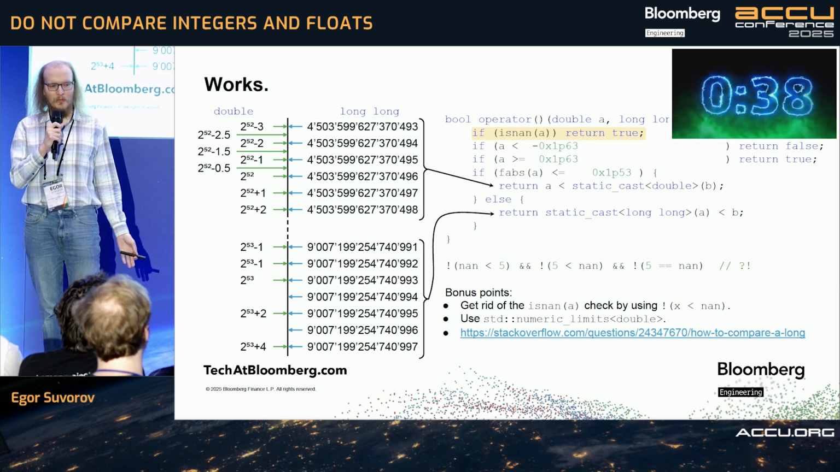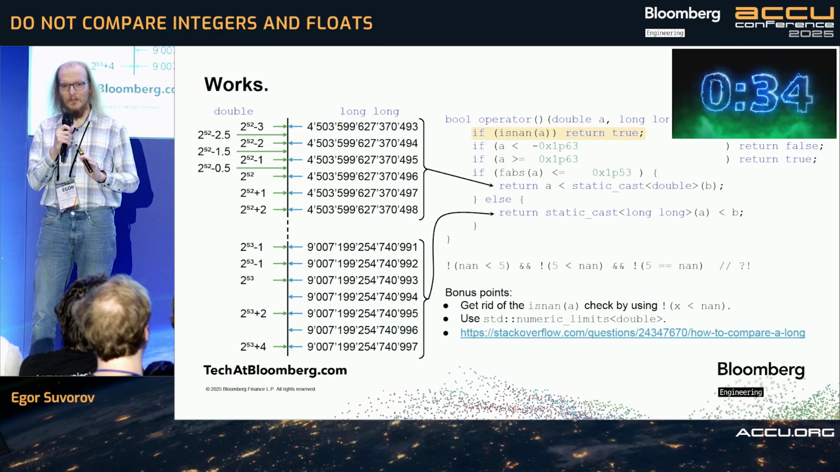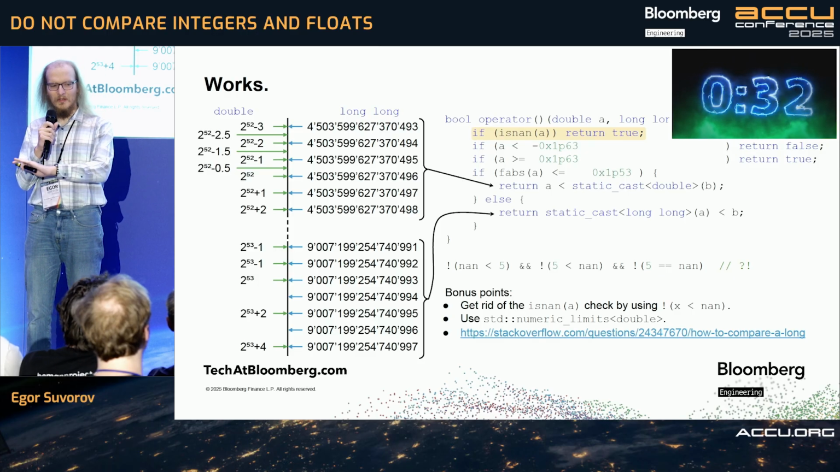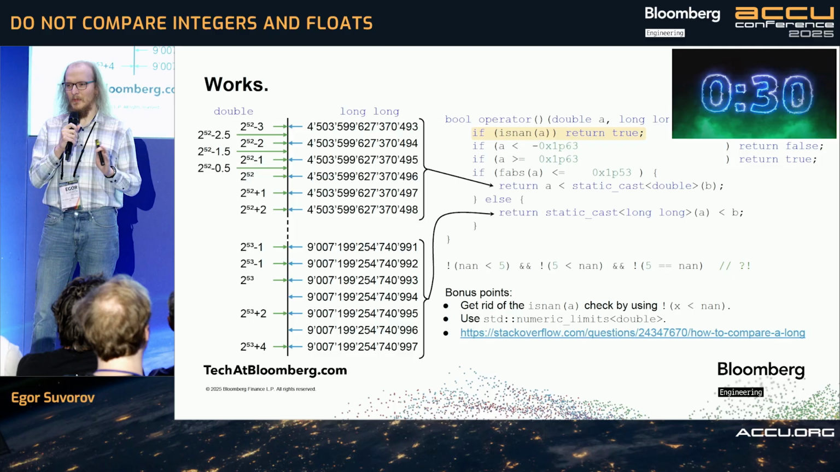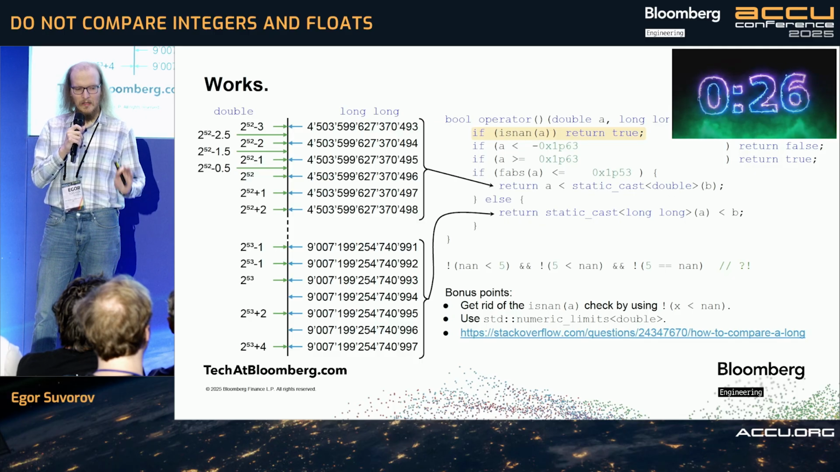You can also get some bonus points by exploiting that property of NaN and rewriting the code a little bit so you don't call this library function isnan. You can also replace these constants with some numeric limits. And do some other stuff.